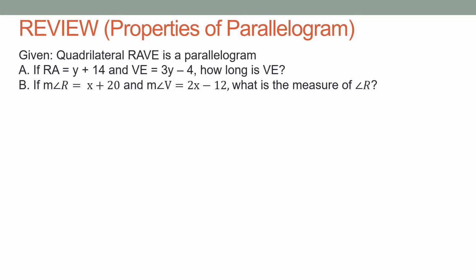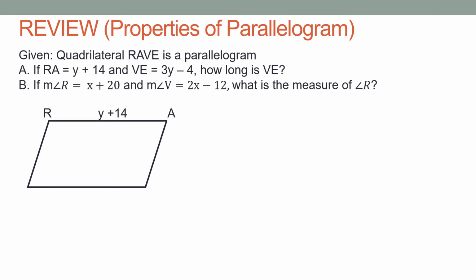First thing to do, we will illustrate first the parallelogram. I-drawing nyo muna. Tapos, yung kanyang pangalan, RABE. So, paikot po yung pagsulat ng letters. RA measures y plus 14, BE measures 3y minus 4. And then, angle R, x plus 20 degrees. And angle B, 2x minus 12 degrees.